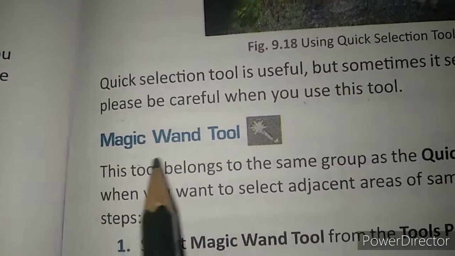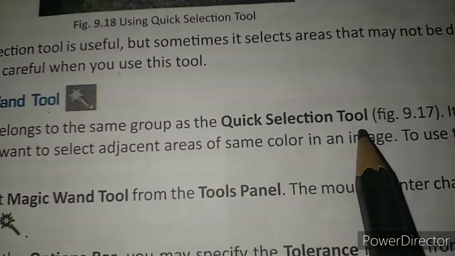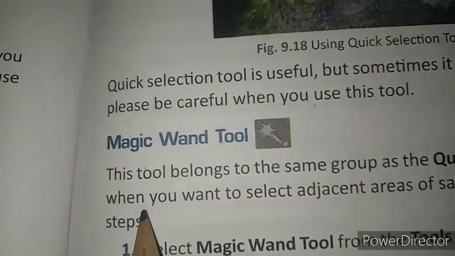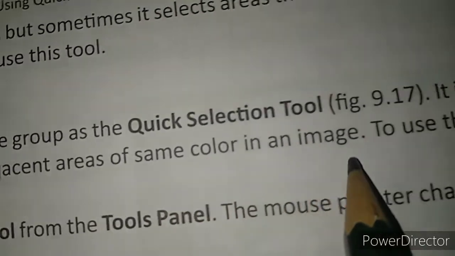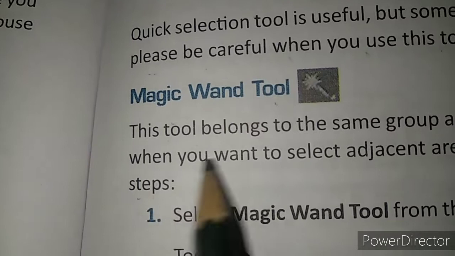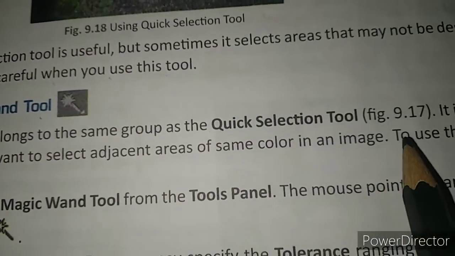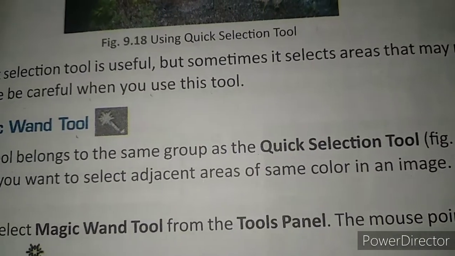Now the next thing is the magic wand tool. This tool belongs to the same group as the quick selection tool. It is particularly useful when you want to select adjacent areas of the same color in the image. To use this tool, follow these steps. It means the magic wand tool generally selects similar areas.